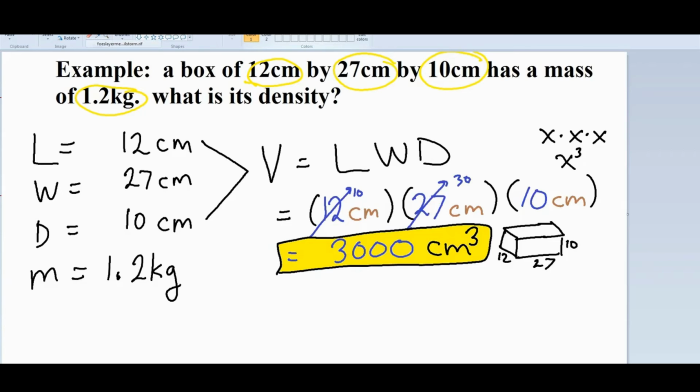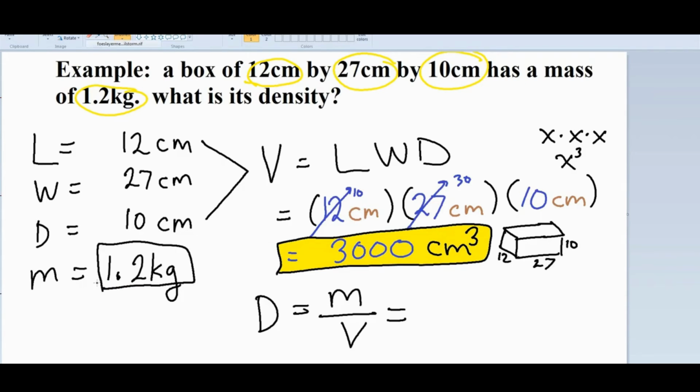Now, that's not the whole calculation yet. We've got to go back and write out the formula now. Density equals mass over volume is equal to, and we know it's going to be, I was about to write 1.2 kilograms. We can't do that. Kilograms are not acceptable if we're using centimeters. We need to turn that into grams.